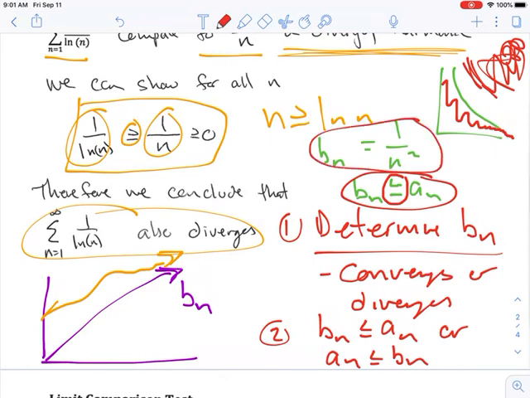All right. So those are 3 examples on the comparison test. And a similar test to that is called the limit comparison test, which I will do in the next video.